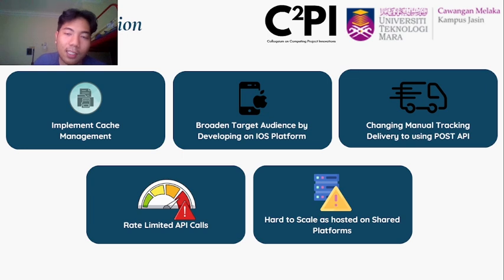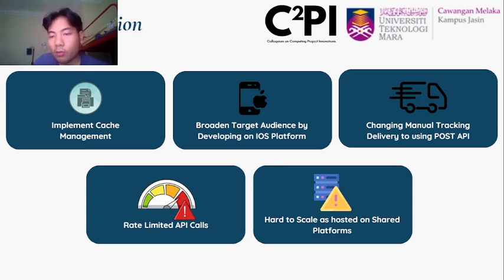So by implementing cache management, it will check if the users have already stored the desired information on their devices' cache, then it will only fetch the information from the cache without having to request the data from the server directly. Okay, so by doing this, it will massively save the server many resources. Next, I also wanted to broaden the target audience by developing an iOS platform. So currently, I am limited by my own devices. So without having the proper iOS environment, I cannot develop this project on the iOS Play Store.